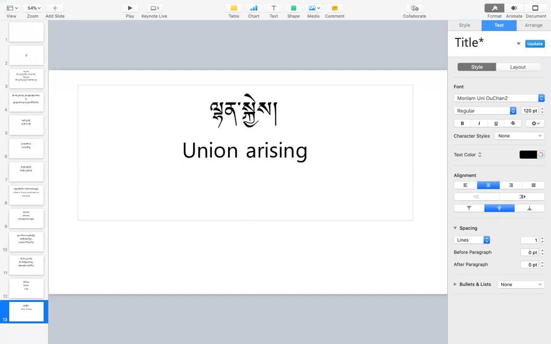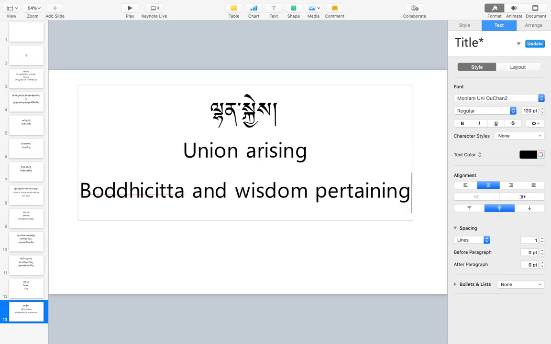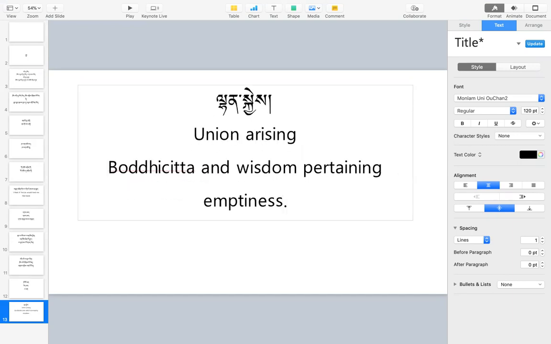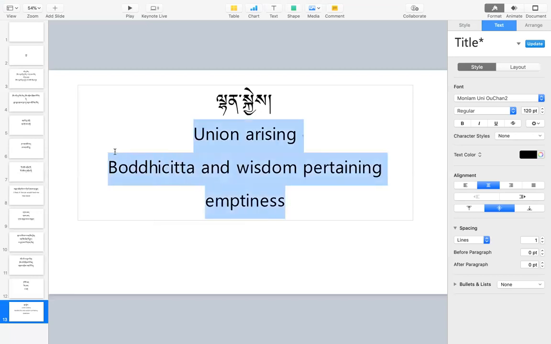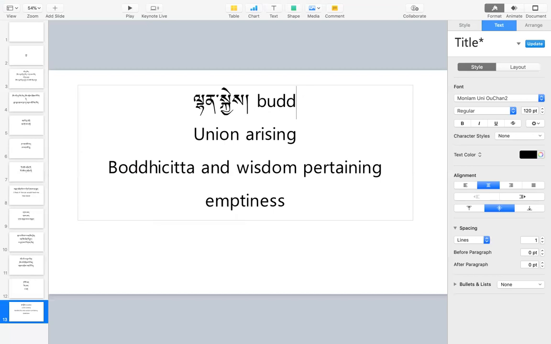Union of what? Union of bodhicitta and wisdom pertaining to emptiness. So this is something that is a personal perspective. It has nothing to do with the one that is being referred to by this. It is something that has to do with me. So the one who has arisen bodhicitta and emptiness. So lenke is another term for Buddha, for all female and male Buddhas.